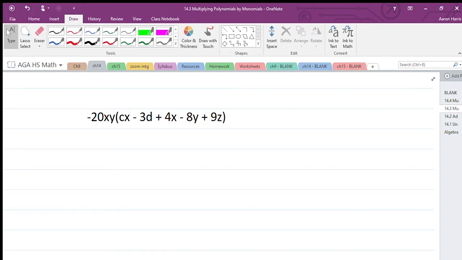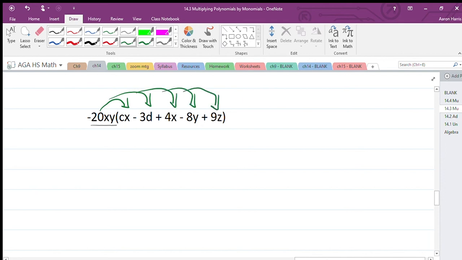Okay, so let's multiply by a negative, but this time I even put an x and a y. Remember, real simple, we draw these arrows in here. All they do is make sure that I understand that I'm multiplying, distributing into every term in the parentheses. Okay, so step number 1, we are going to distribute.